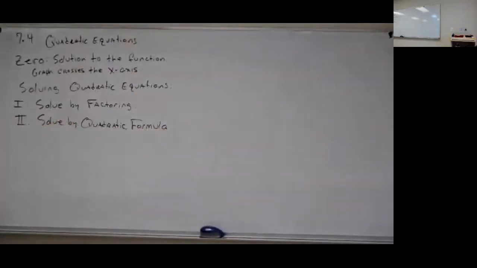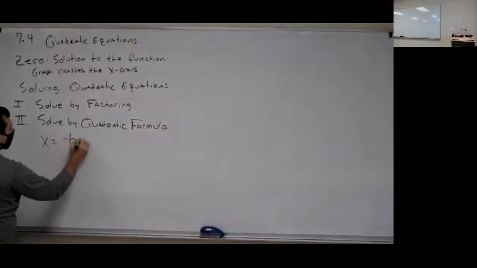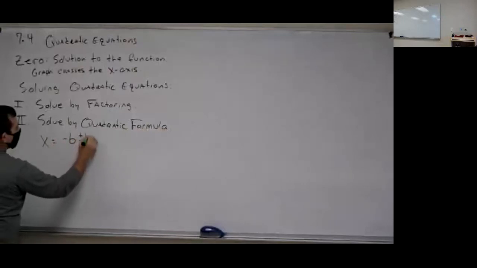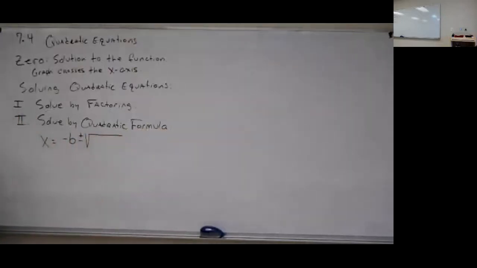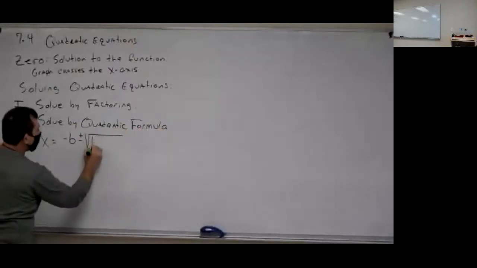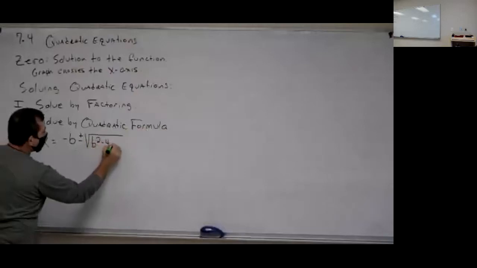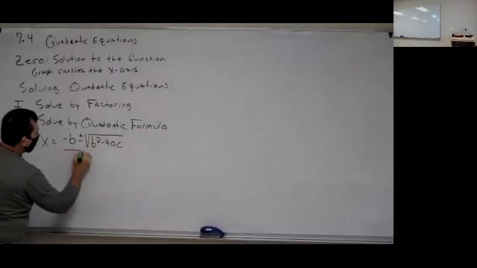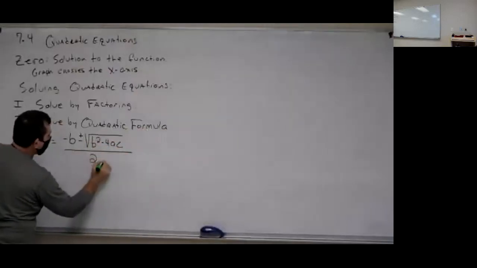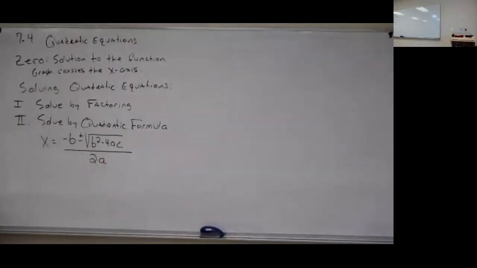And quadratic formula is the same way. You need everything on one side equal to 0, and then you use your formula. So I'm going to write the actual quadratic formula up here. It's negative b plus or minus square root of b squared minus 4ac, and then all of that is over 2a.